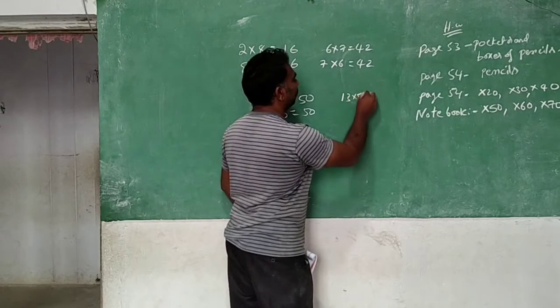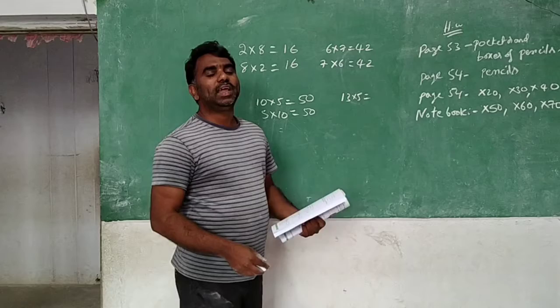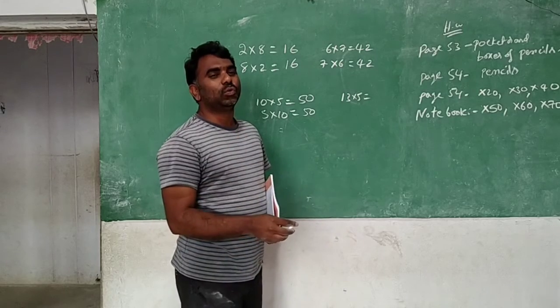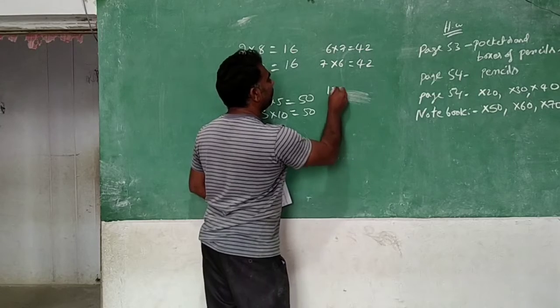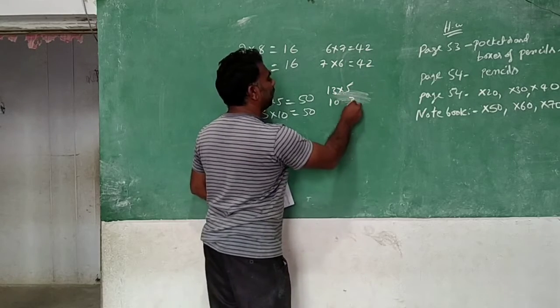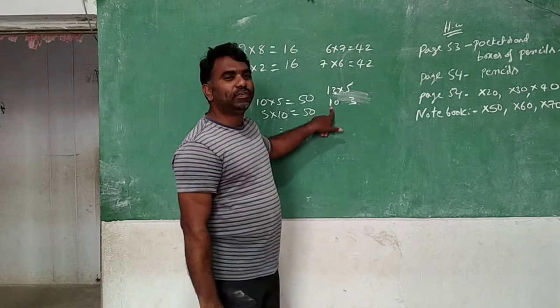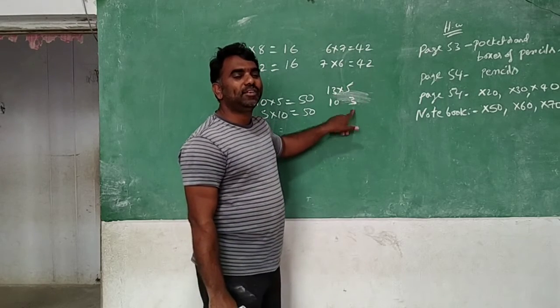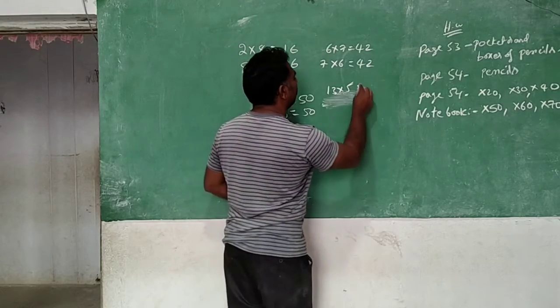Next, 13 5s are... I said you don't know the table, but I have given you an idea. What is the idea? 13 5s means what do you do? 10 and 3, multiply with 5. 10 5s are 50, 3 5s are 15. 50 and 15 is 65.